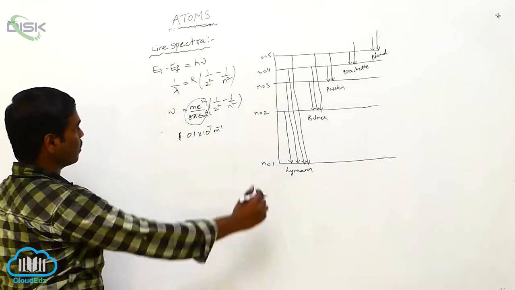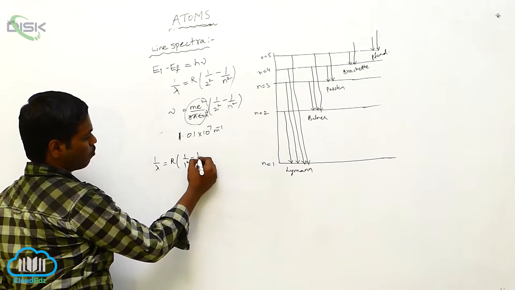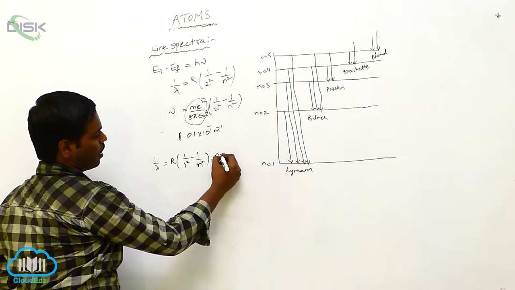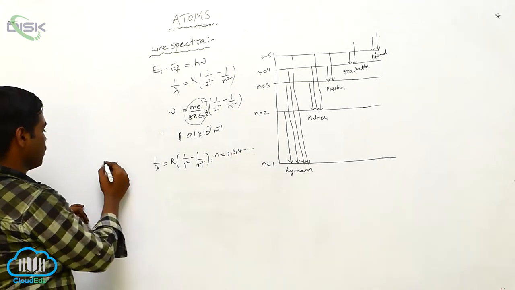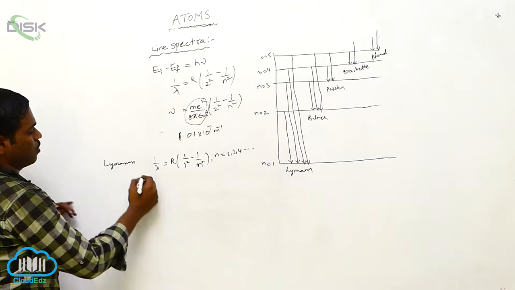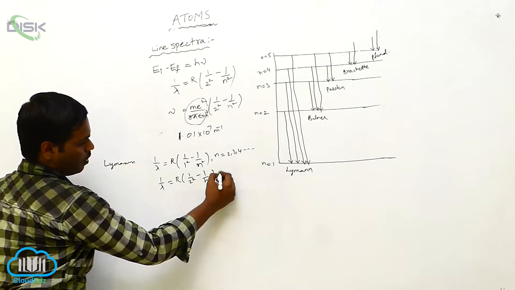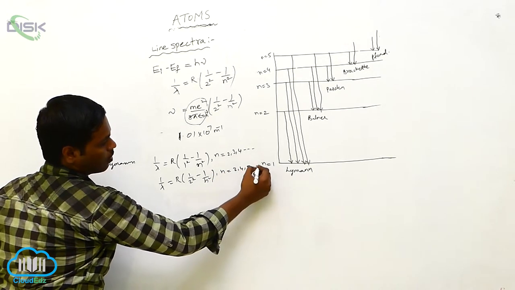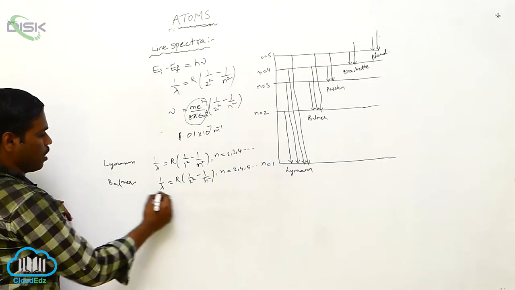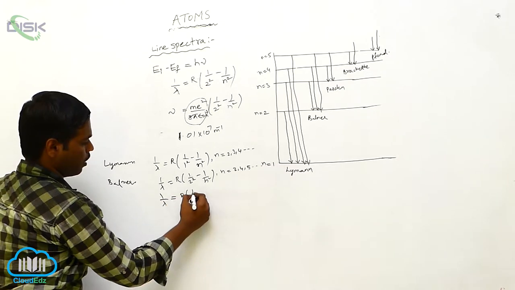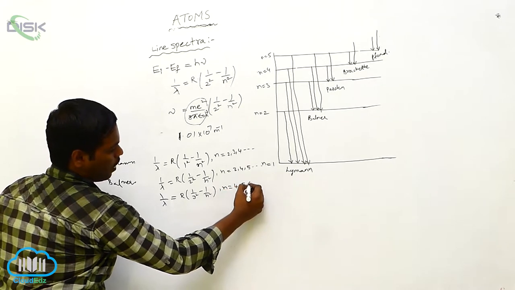For the Lyman series, we have 1 by lambda is equal to R into 1 by 1 square minus 1 by n square, where n is equal to 2, 3, 4 and so on. This is the Lyman series. And 1 by lambda is equal to R into 1 by 2 square minus 1 by n square, n is equal to 3, 4, 5 and so on. This is the Balmer series. And 1 by lambda is equal to R into 1 by 3 square minus 1 by n square, where n is equal to 4, 5, 6 and so on.